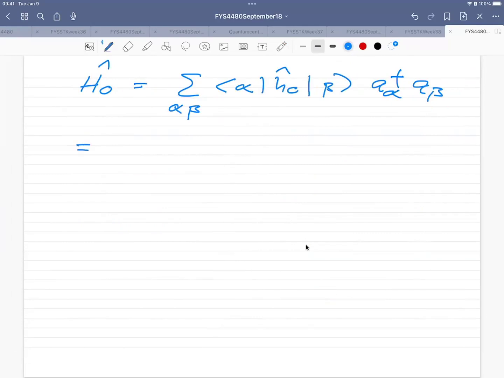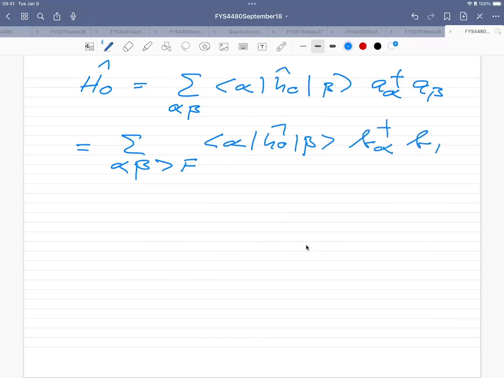So what we have now is a sum which we split up in alpha beta larger than f, and this gives us alpha H0 of beta. And now I'm setting in this new operator. So I have a B dagger alpha and B beta. I'm just using the definitions of the new operators. Then alpha can be larger than the Fermi level and beta less, or vice versa.